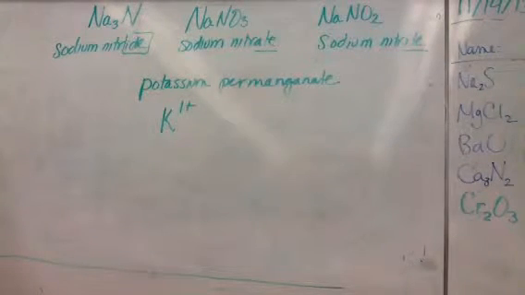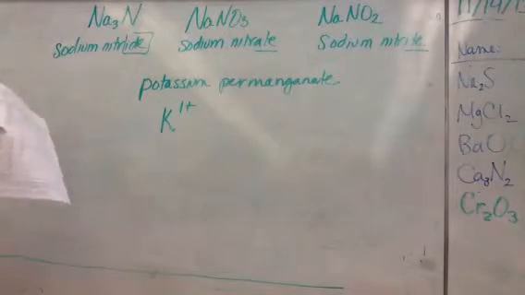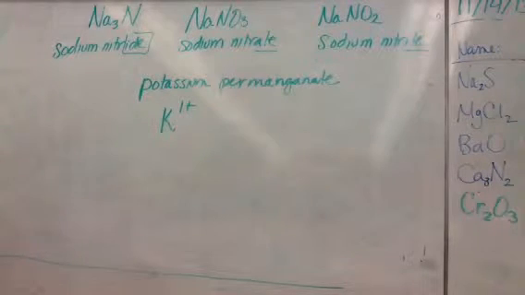Write the formula for the permanganate ion. Where are you going to find your permanganate ion? This is now your ion Bible. This is the thing you will never be without. This is the thing you will read and love and learn and work with daily. So find your permanganate ion. It's in the polyatomic ions.